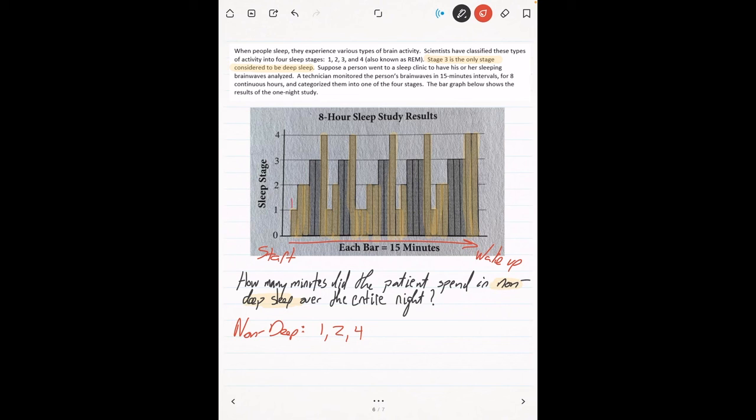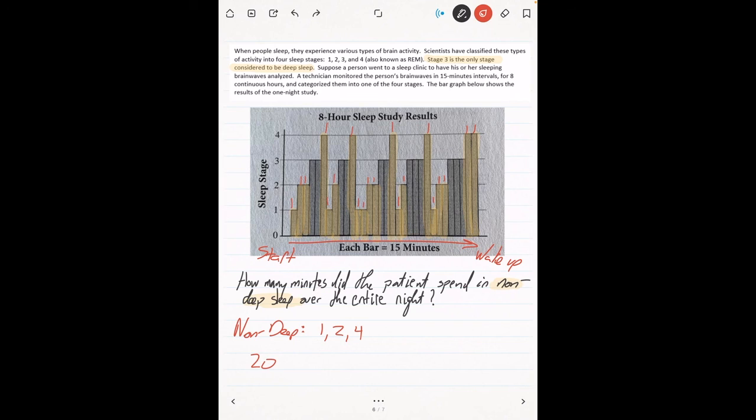Well, let's see. That's 1, 2, 3, 4, 5, 6, 7, 8, 9, 10, 11, 12, 13, 14, 15, 16, 17, 18, 19, 20. Did I color 20 of these? Well, it looks like that. So you could say 20 intervals were in non-deep sleep. But is that what we're asked to find? No, we're asked to find how many minutes.